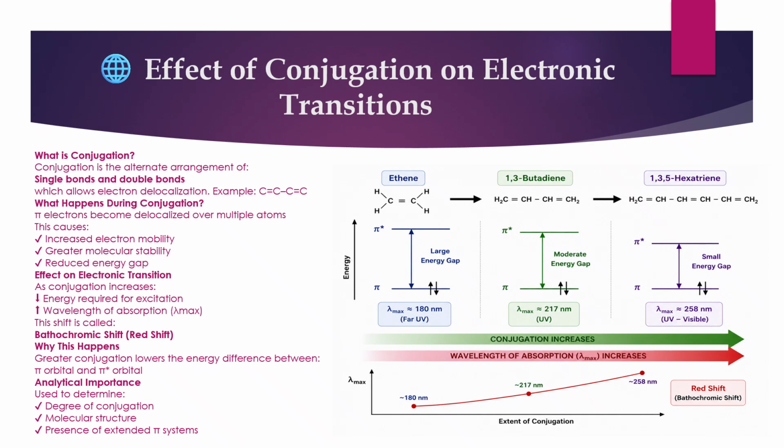The graph in the image clearly shows this increase in wavelength. This shift toward longer wavelength is called redshift. This concept is extremely important because it helps chemists estimate molecular structure and identify conjugated systems using UV visible spectroscopy.